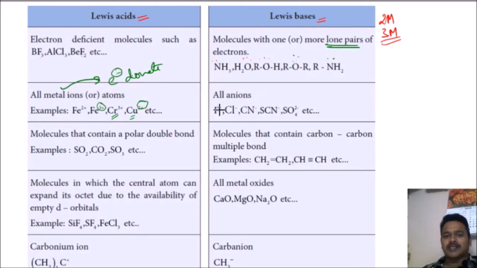All anions: anion means negative charge. Negative charge comes after the gaining of electrons, so after gaining electrons they can donate. Molecules that contain a polar double bond, for example. Polar double bond means, polarity means what? They can generate charges here.